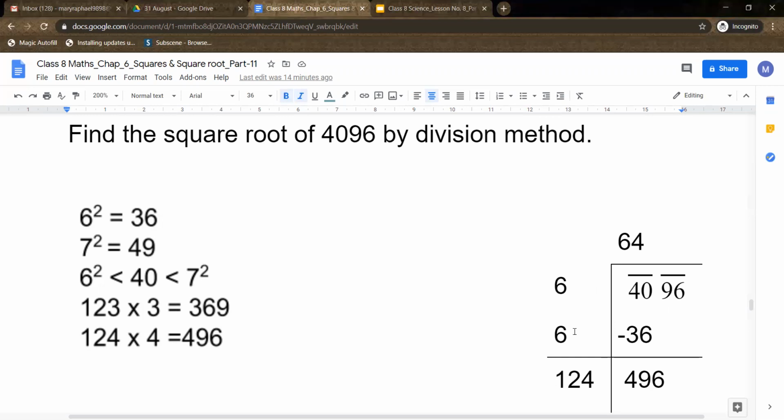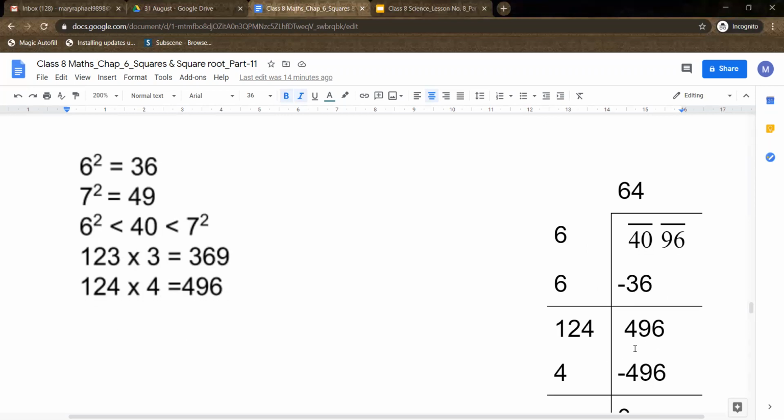Okay, you understood? Now 6 square is equal to 36. Write that right below 40 and subtract. So 40 minus 36 equal to 4. That we got. On the left side, we have to double the divisor. So 6 plus 6, 12. This doubling is done only in the first step, not in the second step. 6 plus 6, 12, or 6 2s are 12. So we have already got 12 in the divisor's place, and after subtracting, the remainder we got is 4.